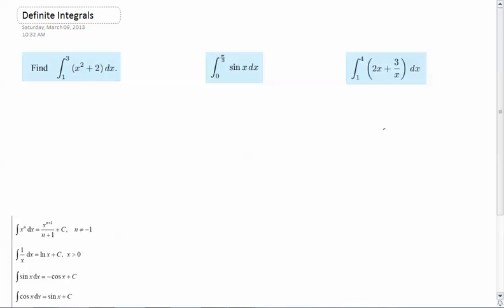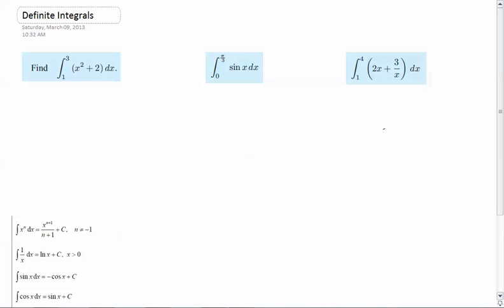Alright guys, so like I say, at this point you've already done this stuff, but I'm going to go ahead and work through a couple examples for you anyway. So I've got 3 examples of definite integrals that we're going to be solving. Now remember, with the definite integrals we don't have to do the plus c, so you don't have to worry about that.